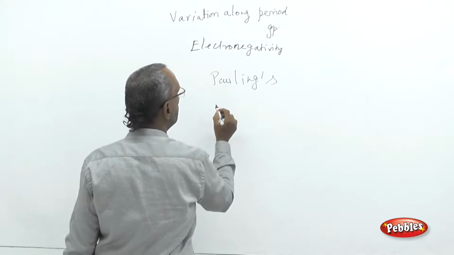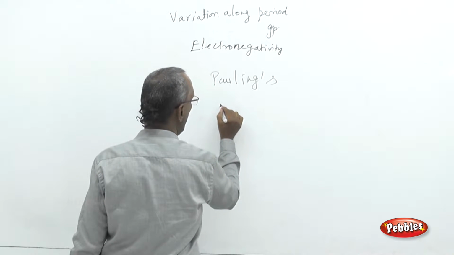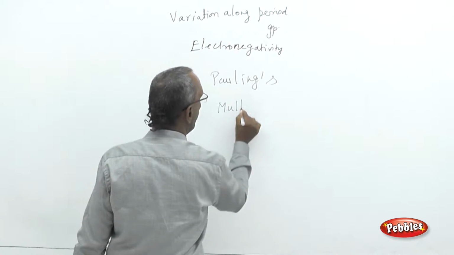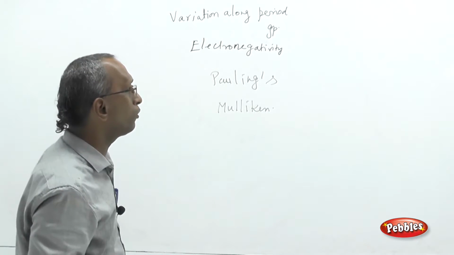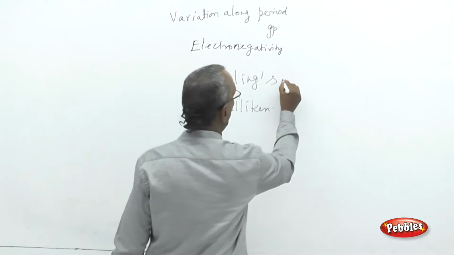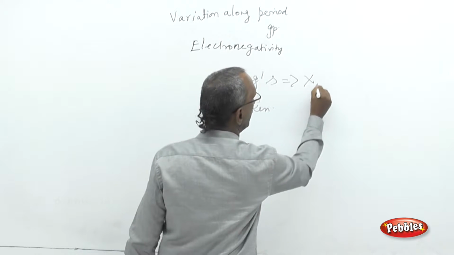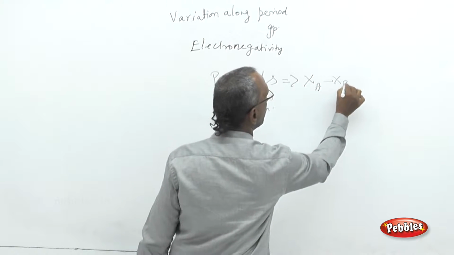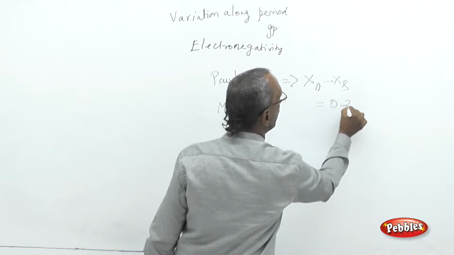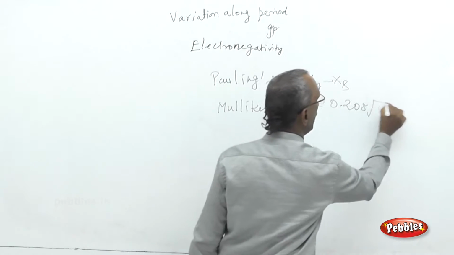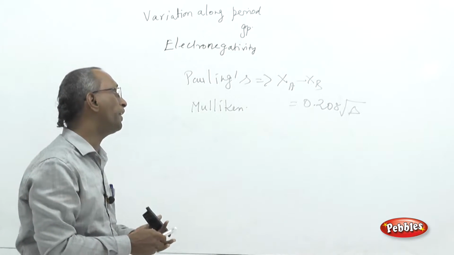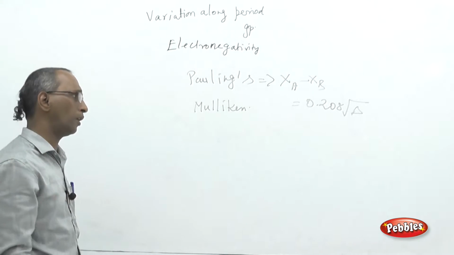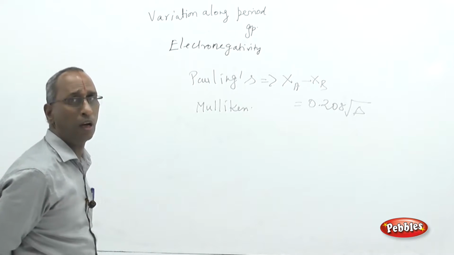One is called Pauling's rule of electronegativity. Another one is called Mulliken's rule of electronegativity. So Pauling's statement, he gives some qualitative result: XA minus XB equal to 0.208 into delta. Delta stands for capital delta.